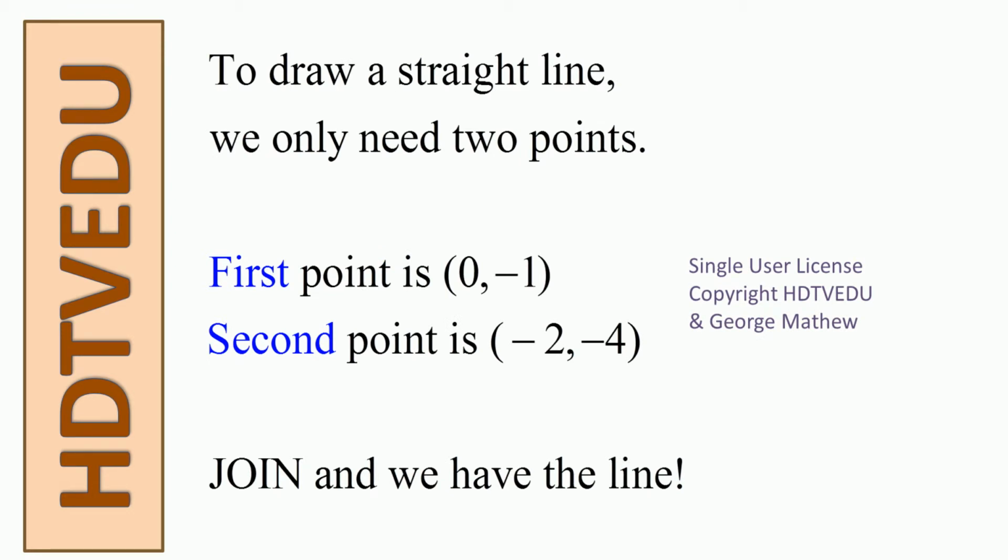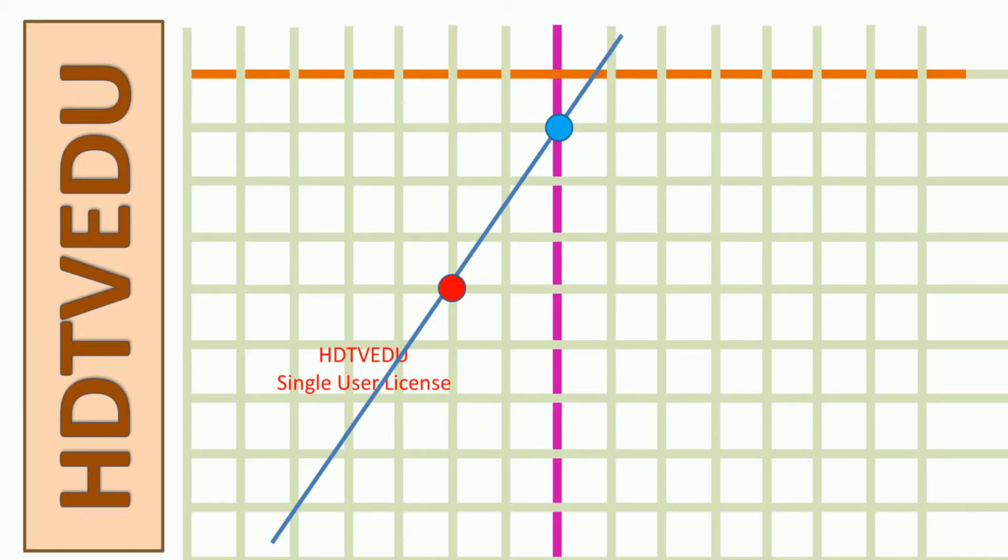So to draw a line, how many points do we need? We need only 2 points. The first point is 0, negative 1. The second point is negative 2, negative 4. You join those two and you have the line. So 0, negative 1 is right here. Negative 2, negative 4 is right here. So we've joined those two, and this is how the line is going to look like.